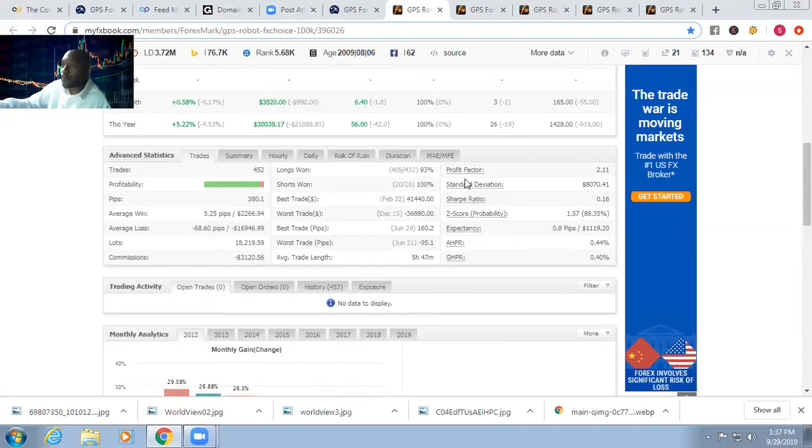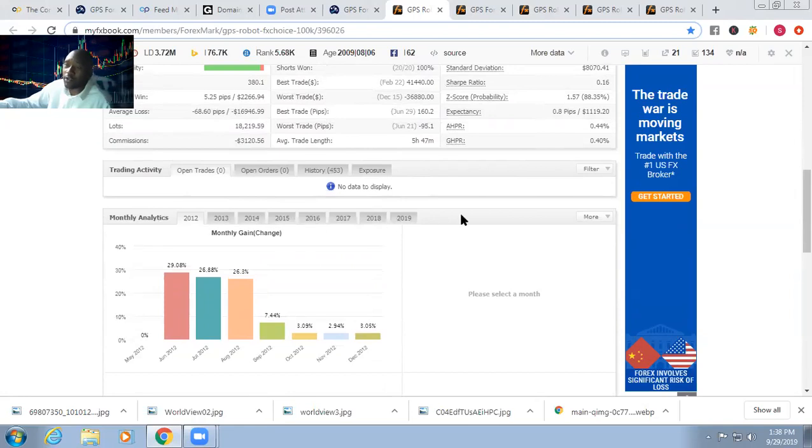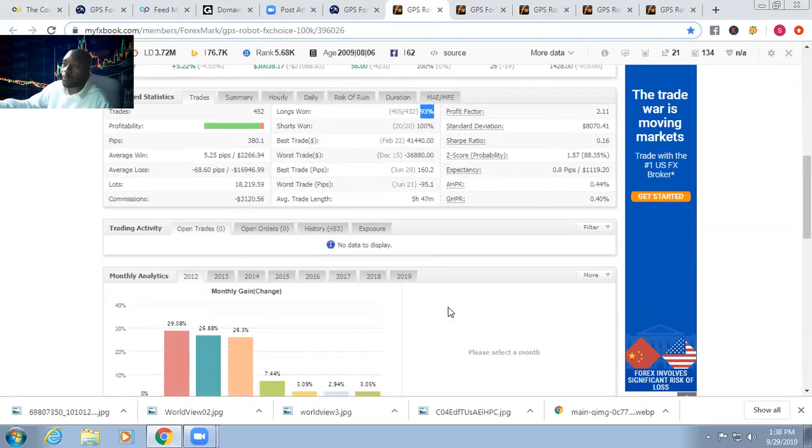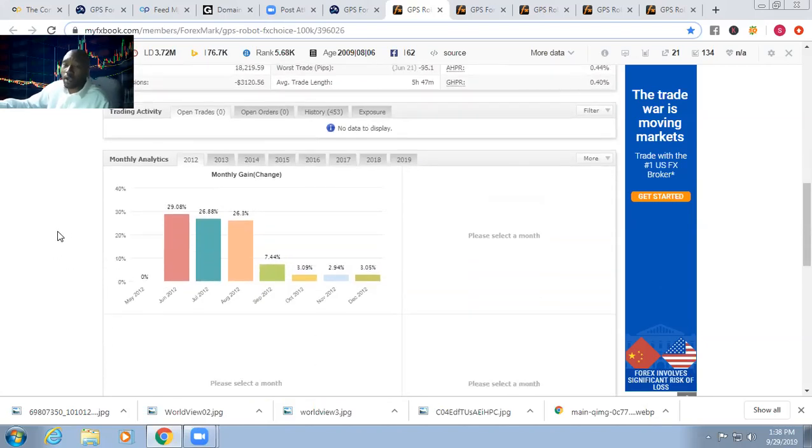You see this robot has a 93% win rate. Looking at this over 8 years, you aren't going to find any other software that trades for you in the market that can deliver such accuracy over a long period of time. It's hard to find that type of stability in the market. So what I'm showing you is a robot that can deliver the goods and has real proof of doing so.